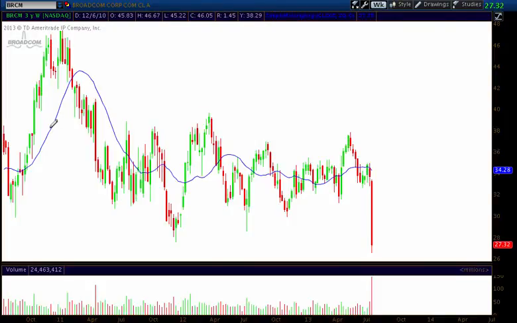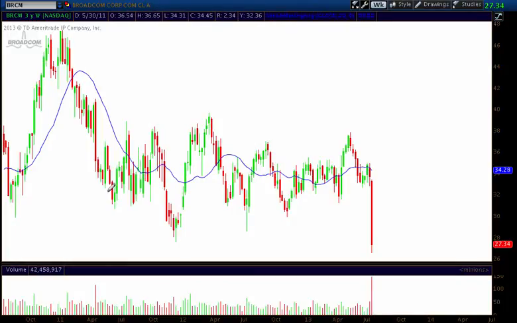Now, here's where the rubber band effect takes place. You have to use your imagination here, but imagine you have a rubber band and you connect one end of the rubber band to this blue moving average line and the other end of the rubber band to the price of the stock. Now what's happening is, as the stock moves above this average, the rubber band is getting stretched. The further it moves from the moving average, the more likely that the stock will move back towards the moving average.